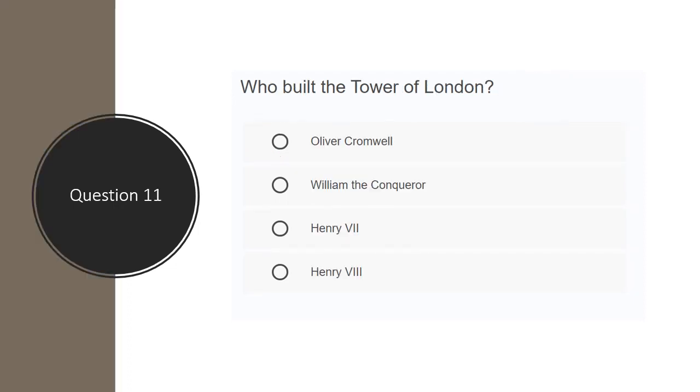Who built the Tower of London? It was William the Conqueror. There are certain questions that we don't have any codes to crack them, or we don't have any techniques. We just need to remember them because they are the facts of history.